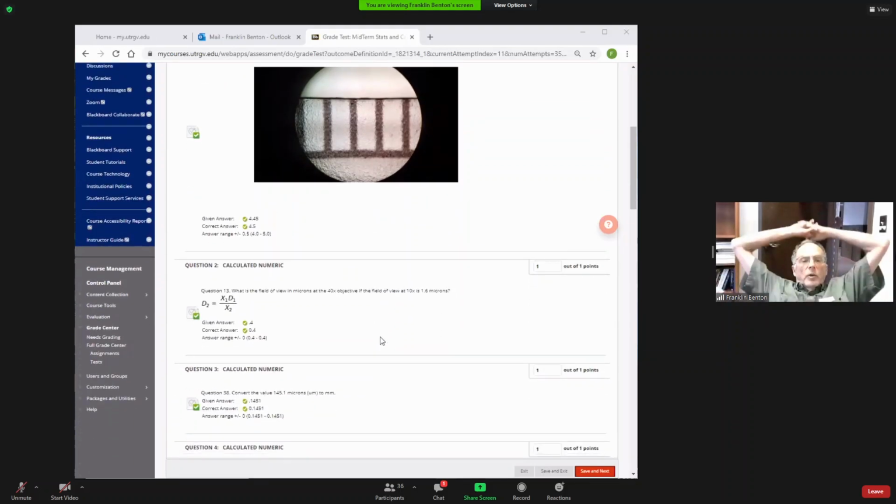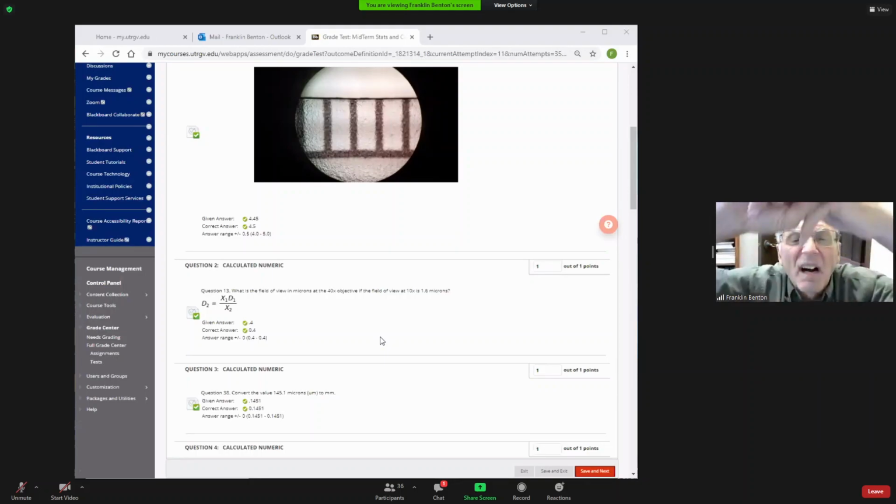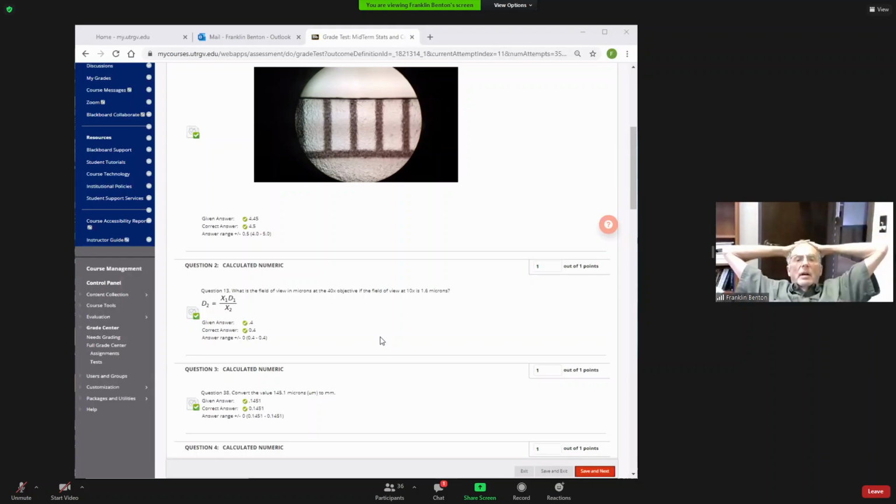What is the field of view in microns at a 40x objective if the field of view on the 10 power is 1.6 microns?